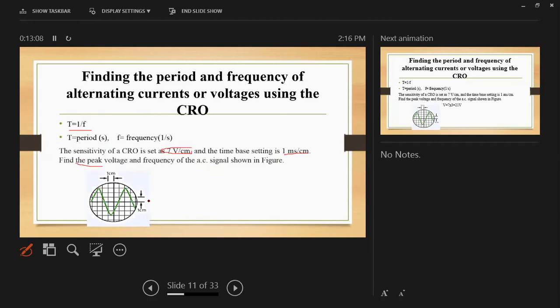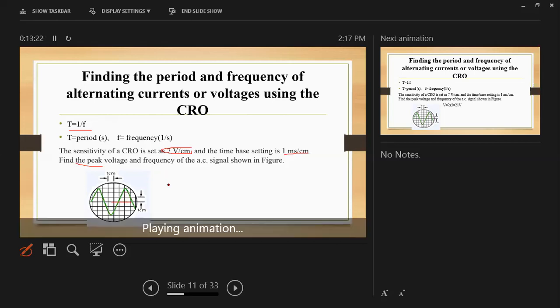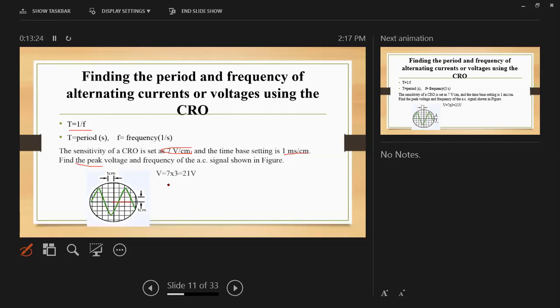To find the peak voltage, you have to count from the origin to the top number of squares. So how many squares do we have to the top? 1, 2, and 3. So to find the voltage, we use 7 volt per centimeter times 3 centimeter. Each square represents 1 centimeter, so you count from down to top. The peak voltage will be 21 volt.